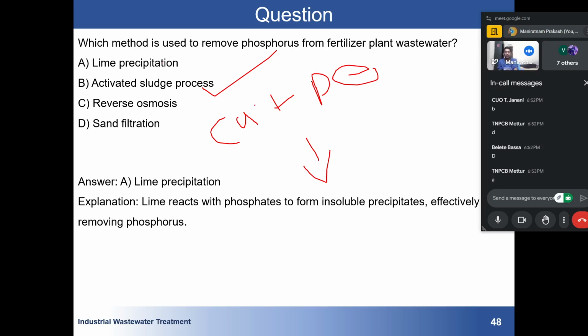Similarly, activated sludge is used to treat biological things, biological treatment. We know that in the biological treatment process we use the activated sludge process. Then we have reverse osmosis for dissolved solids. It is generally used for heavy metals and all these things, but it is generally not preferred for phosphorus. Then sand filtration, that is the final thing.